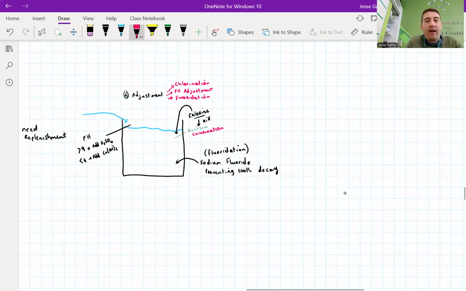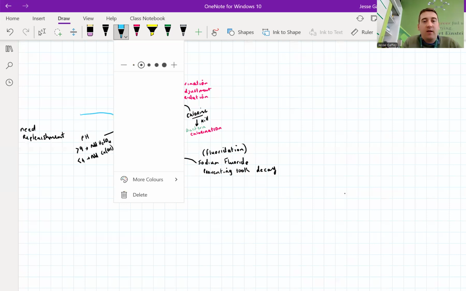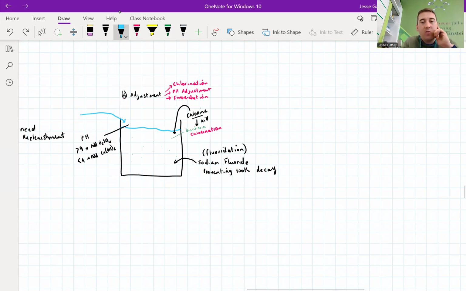That water then goes to homes. That water is pumped out. Oh, I didn't mean to do that. I want the blue one. Blue marker, please. Okay, that water then is pumped out. Sorry, this OneNote is not doing what it's told. Yeah, this water goes to homes.